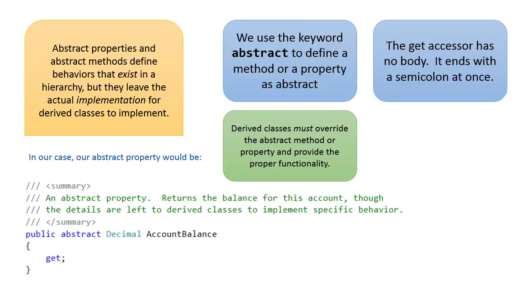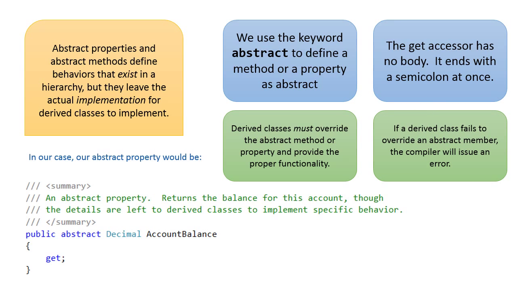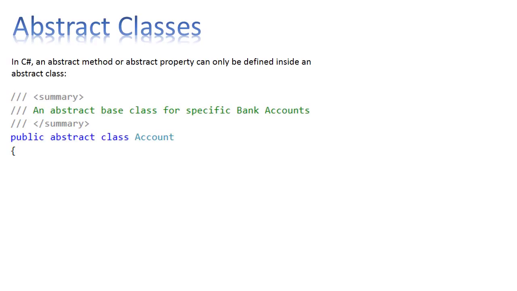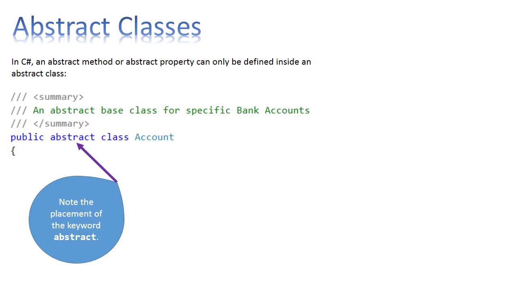And then, when we finally inherit from this base class, the derived class must override the abstract method or property and provide the proper functionality. If you fail or forget to override an abstract member, the compiler will remind you by giving you an error. In C#, an abstract method or property can only be defined inside an abstract class. And as you can see here, we've used the same keyword abstract to declare class account as abstract. Note the placement of the keyword abstract. It actually comes before the keyword class.